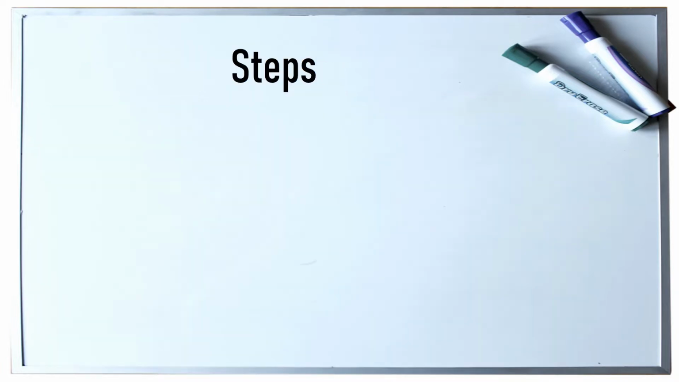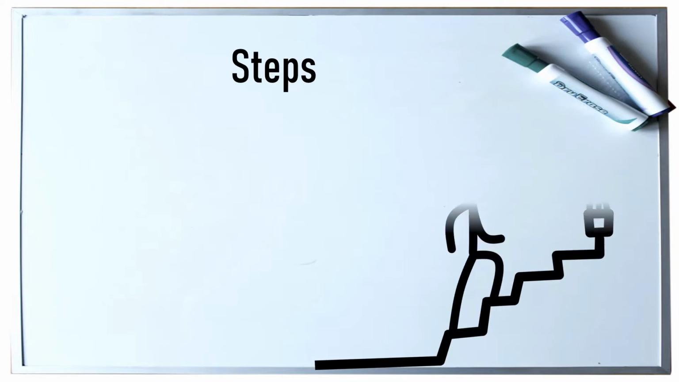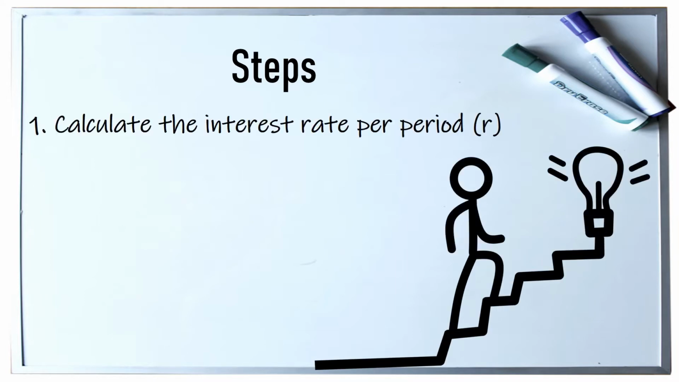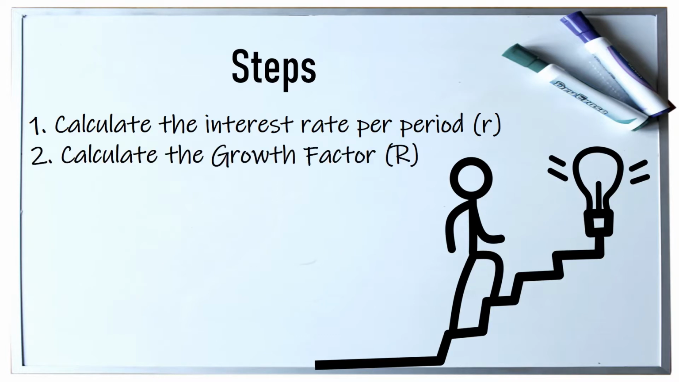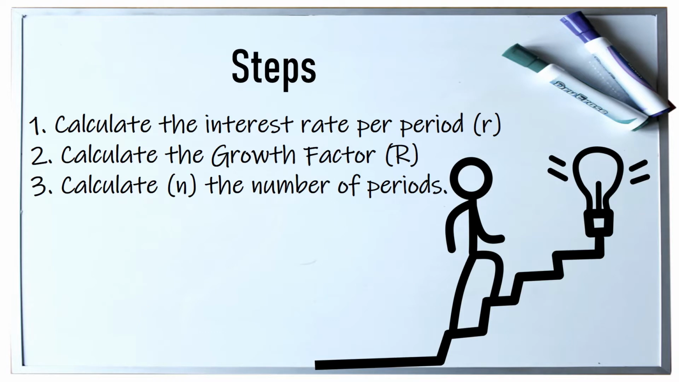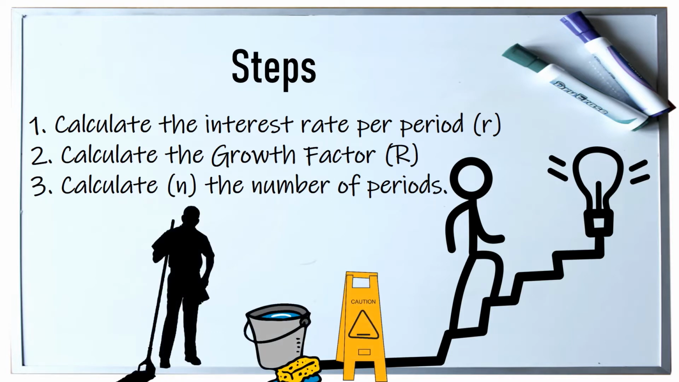To do the problems outlined in this video, I'm going to be following these steps. Number 1, calculate the interest rate per period, which is our lowercase r. Number 2, calculate the growth factor, which is our capital R. Number 3, calculate n, which is the number of periods. We need to do all of this so that we're nice and careful and get the correct answer.